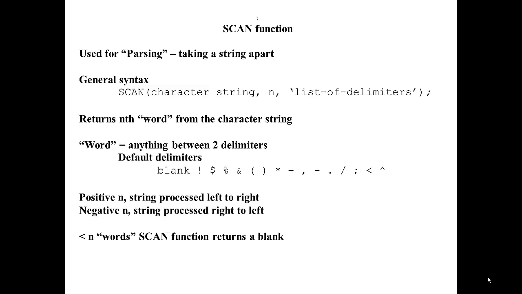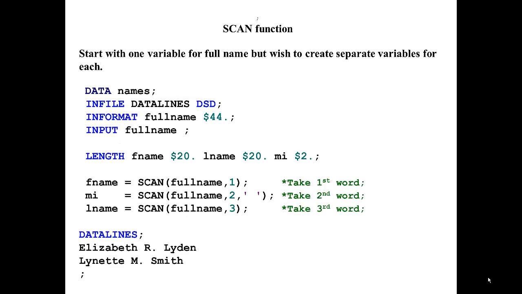And so if you have a positive n, you are going to scan your string from left to right, and you're going to look for a word that might be separated by a space. If you have a negative n, then the string is going to be processed from right to left. And if you have less than n words, the SCAN function returns a blank. This function is a little more complicated to fully understand just from this PowerPoint slide. I think it'll be more clear how we can use the SCAN function when we look at the SAS demonstration video on character functions.